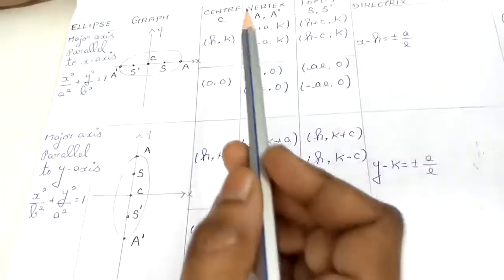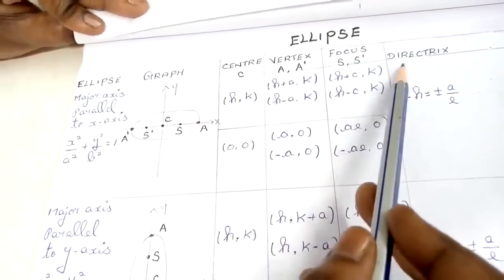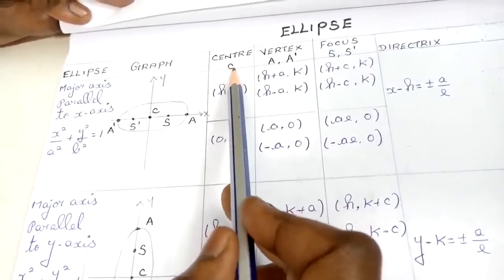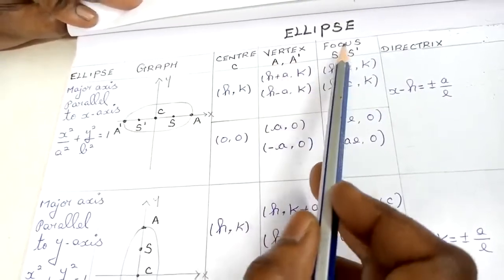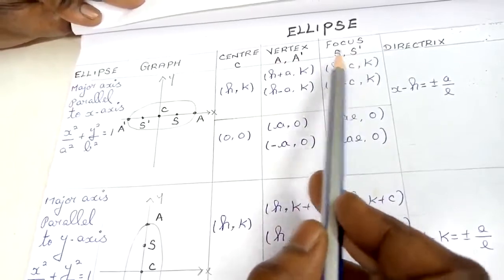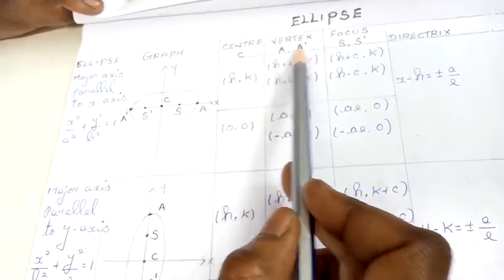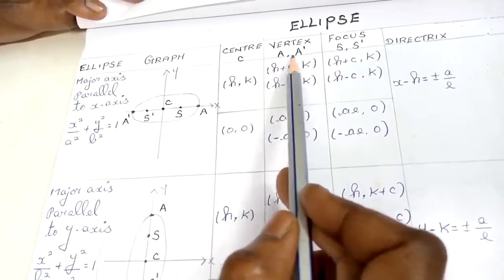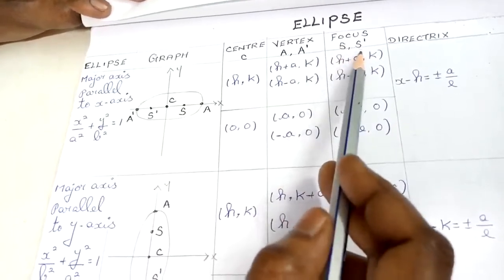Coming to the same concept: center, vertex, focus, directrix. These concepts we are going to see in the sum. Center I am denoting by capital C, vertex capital A comma A dash, focus S comma S dash. So, in the case of ellipse and hyperbola, you are going to have vertices A comma A dash. You are not going to have one vertex. You are going to have two vertices, that is A comma A dash, and focus S comma S dash.